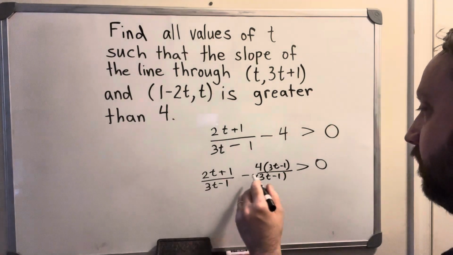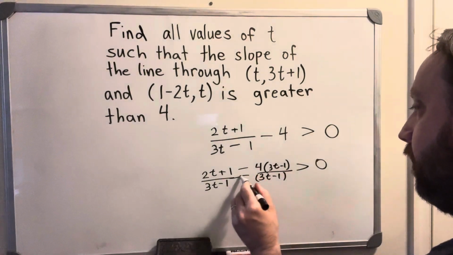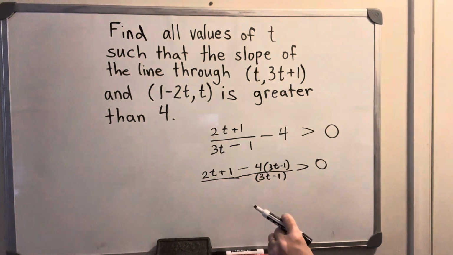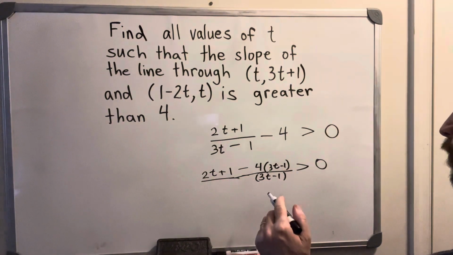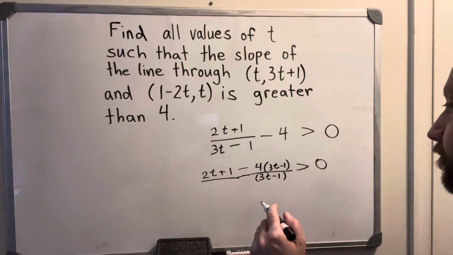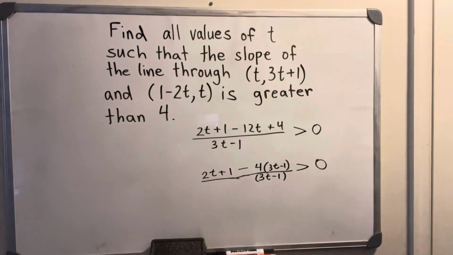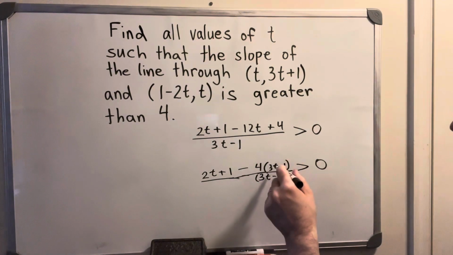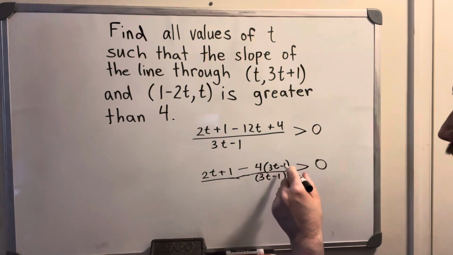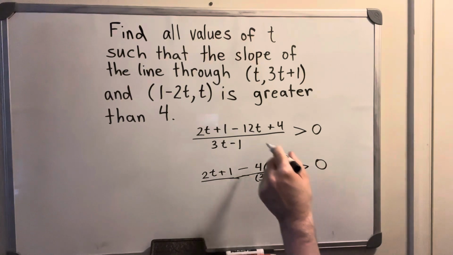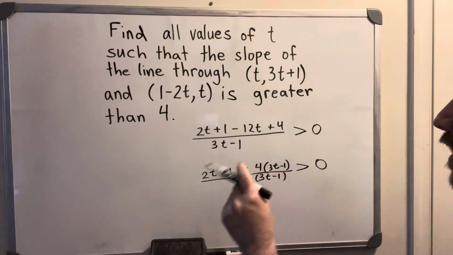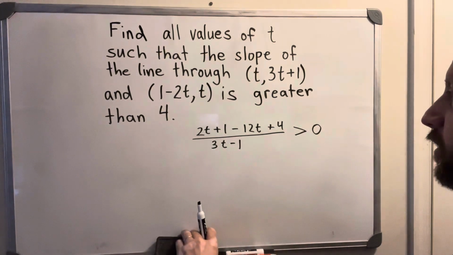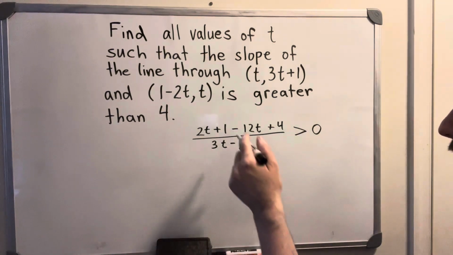And we combine, then what can we do? Okay, I've distributed the minus 4 over the 3t minus 1. So now we have this. Now, group the like terms in the numerator.